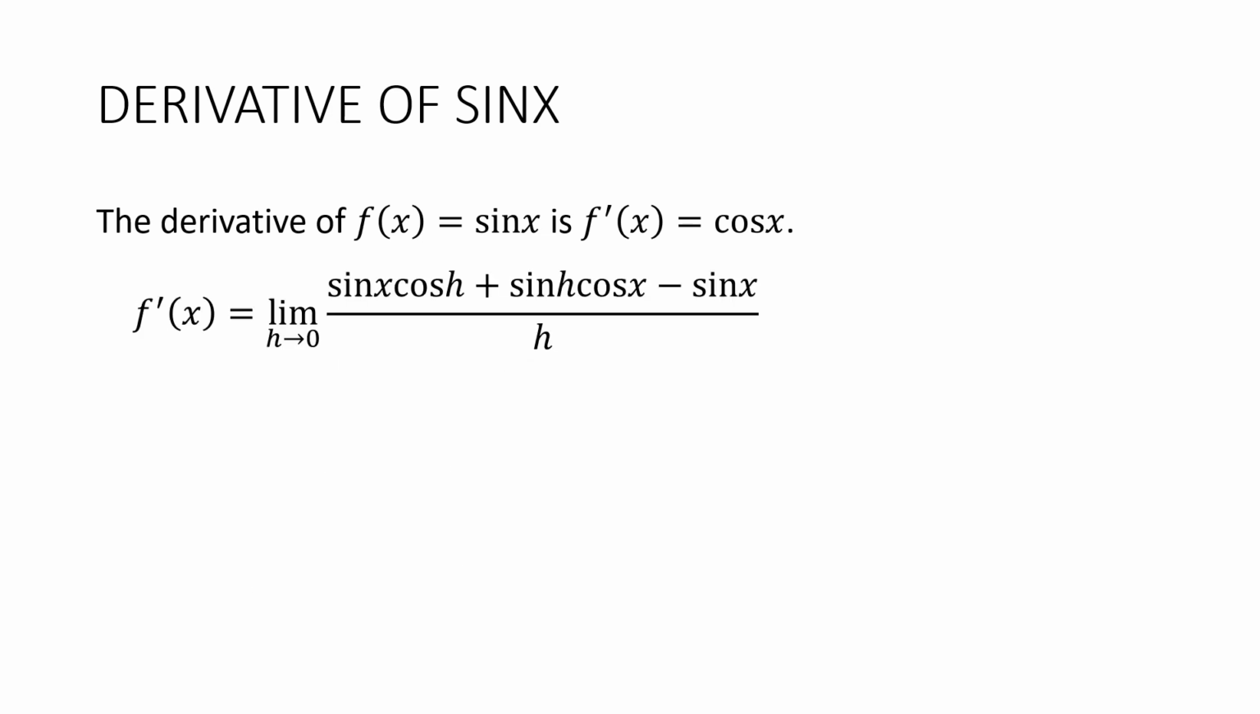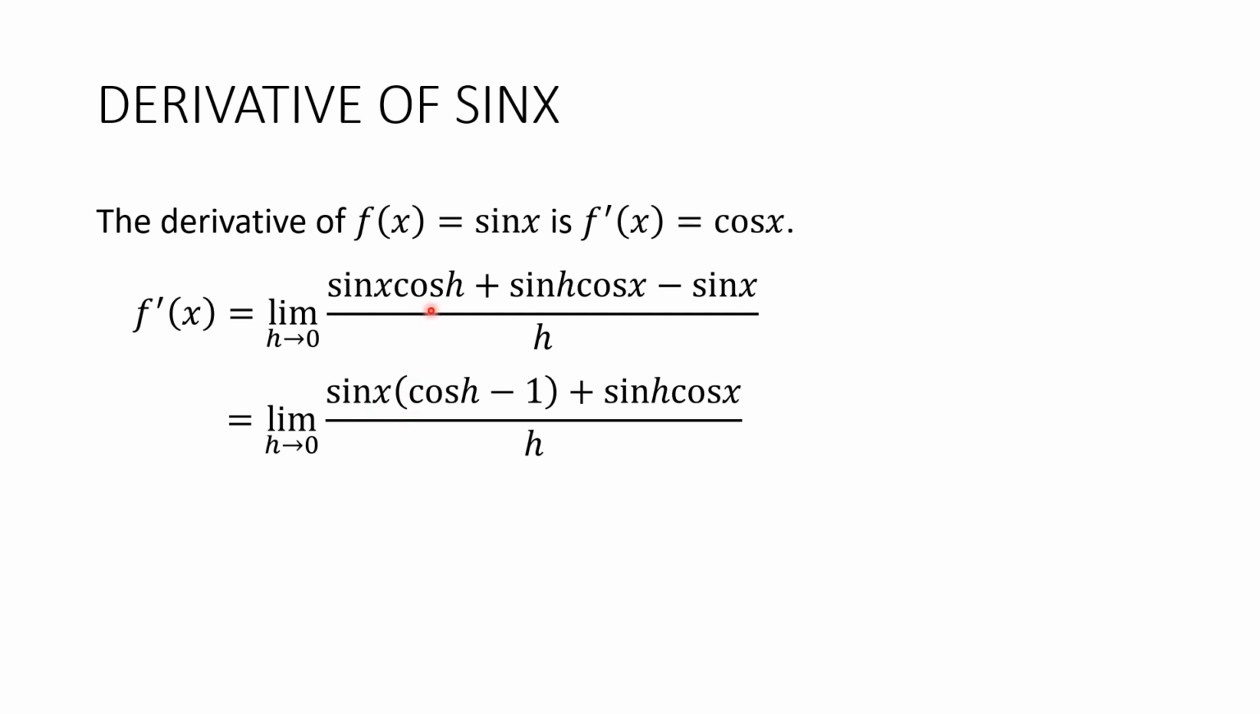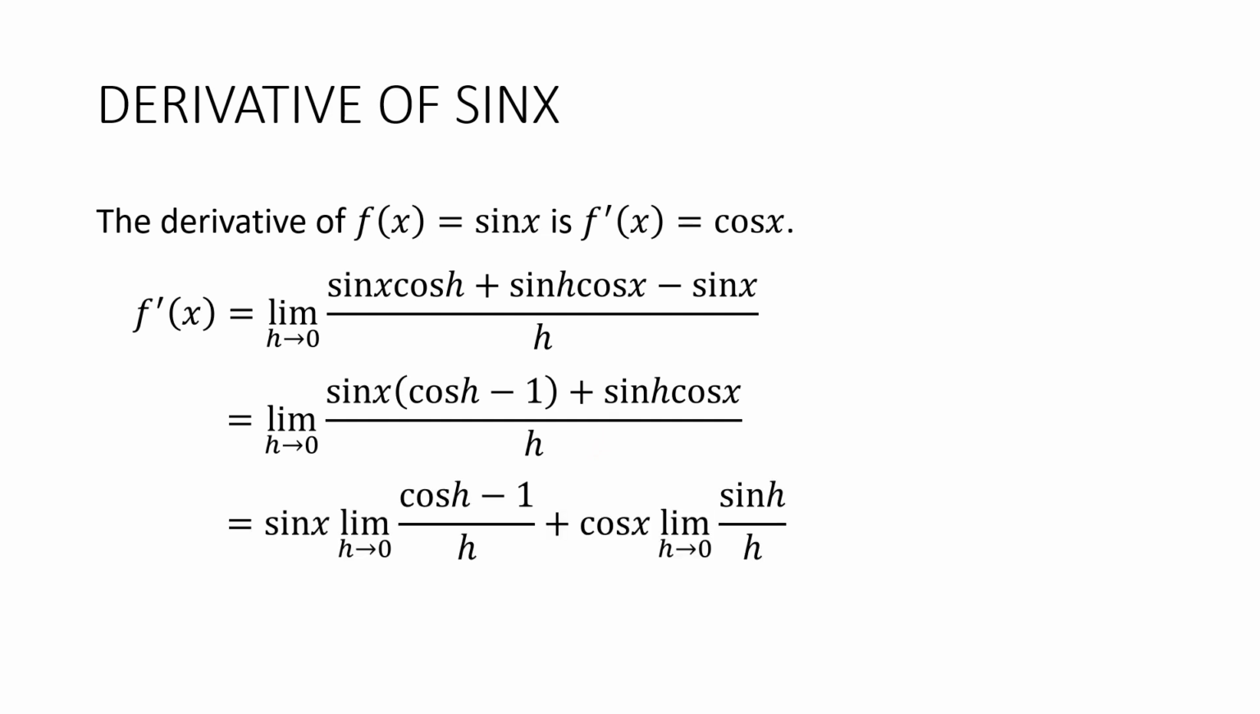Now I'm going to factorize it. Here I can see a common factor of sine x in this term and this one here. So let's do that. I've got sine x outside of cos h, take away 1, and then the sine h cos x goes here. Right, now I'm going to split it into two limits. I'm going to have the limit as h approaches 0 of this part plus the limit as h approaches 0 of this part. And I've done a curious thing. Have a look. See this sine x and this cos x? They don't have anything to do with h. So they're not really part of this limit. I'm going to take it out the front.